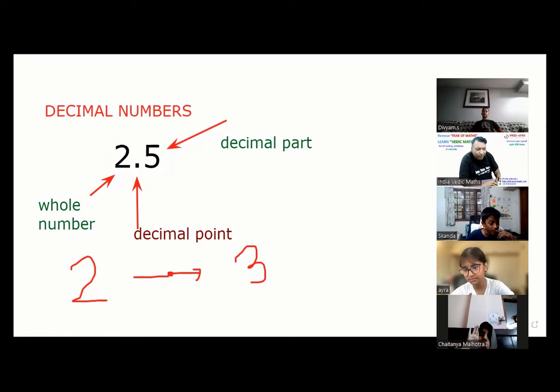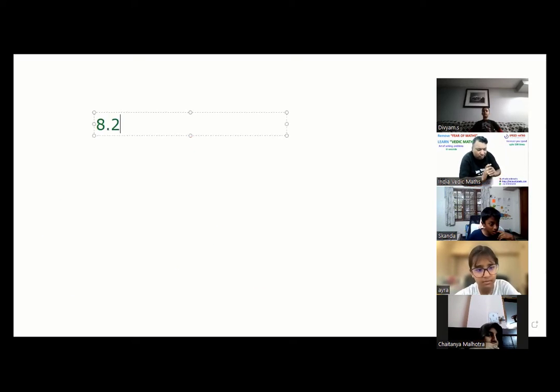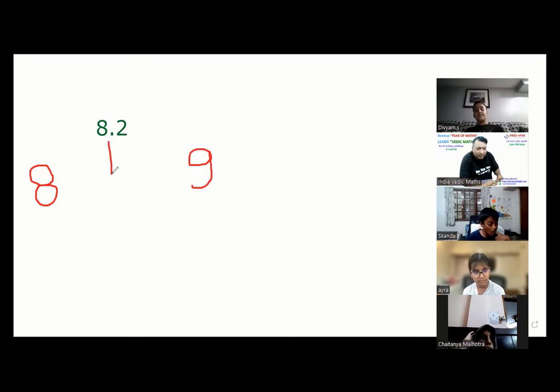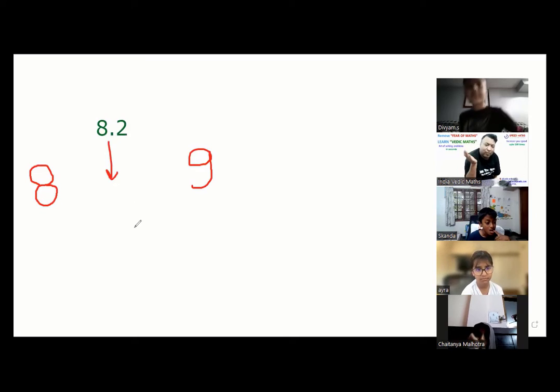So tell me now. We'll start with Divyam. Divyam, if I write a number 8.2, this decimal number lies between which two whole numbers? This 8.2 lies between the 8 and the 9. This 8.2 lies somewhere between 8 and 9 because it is 8 point something more, right? 8 is the whole number. So this 8.2 is a little more than 8.